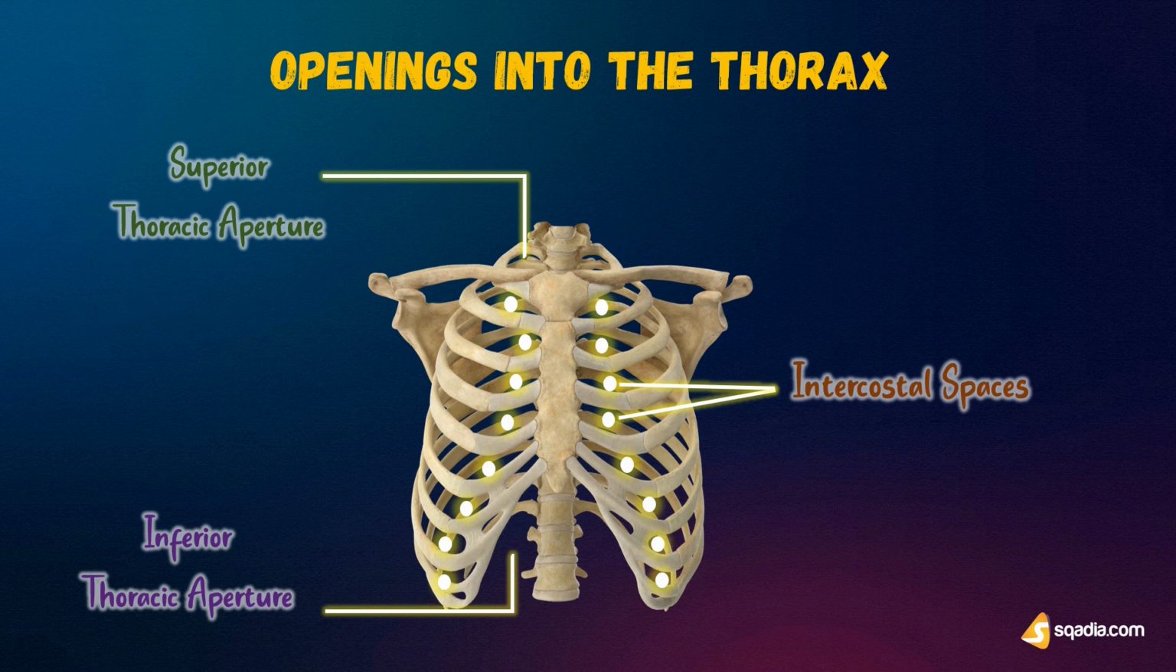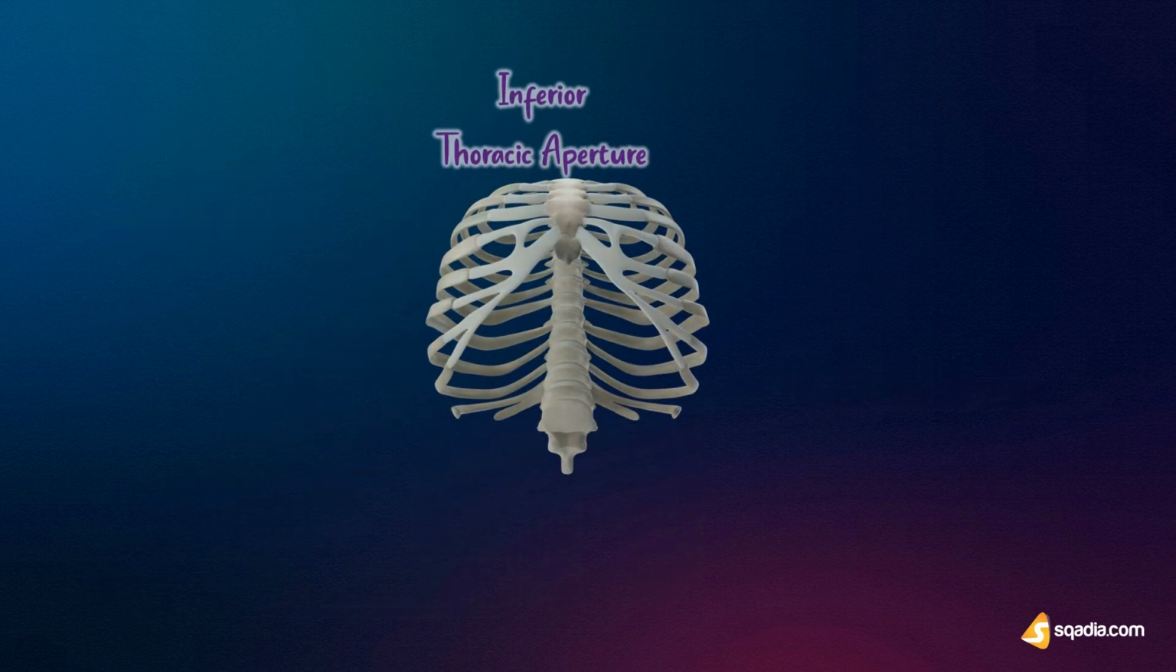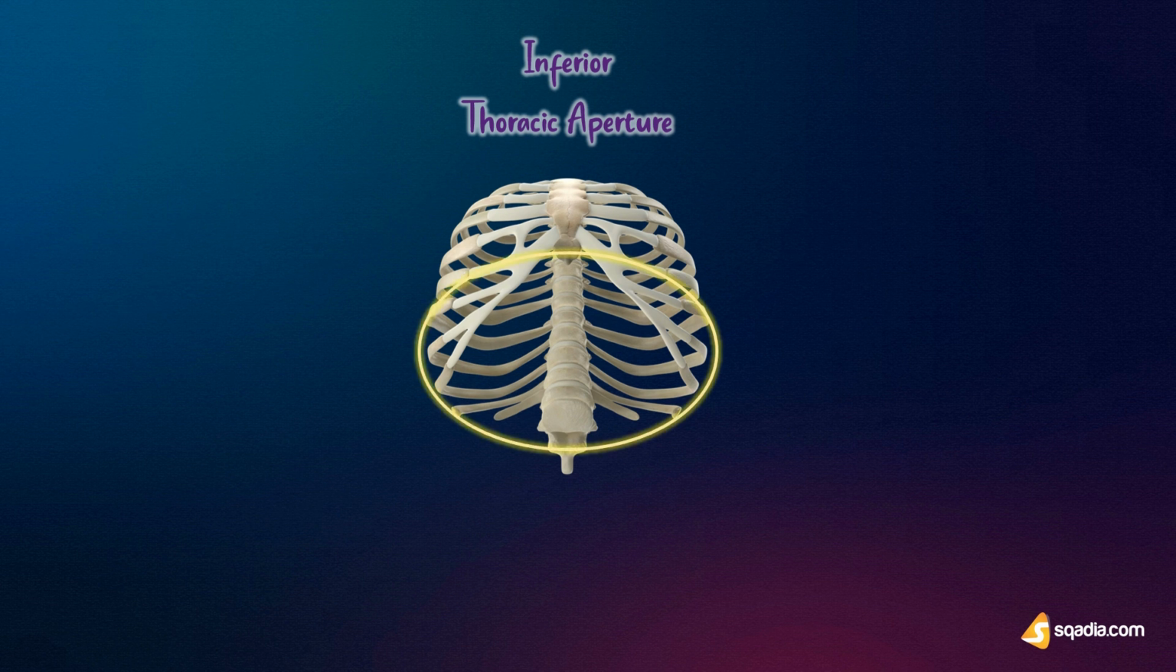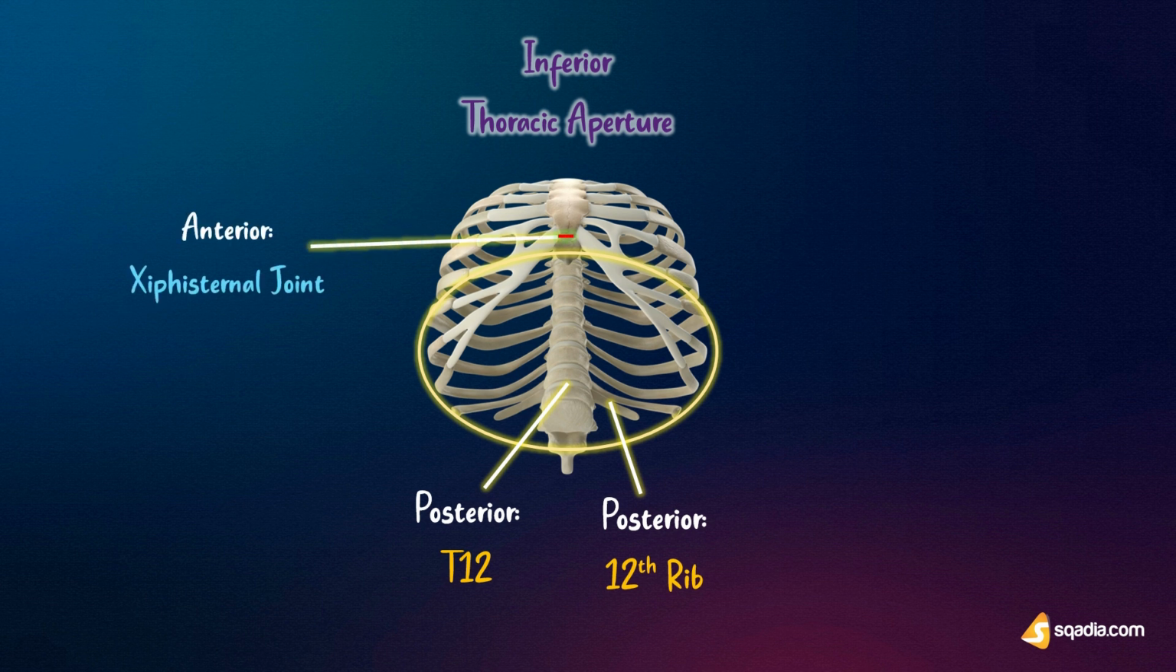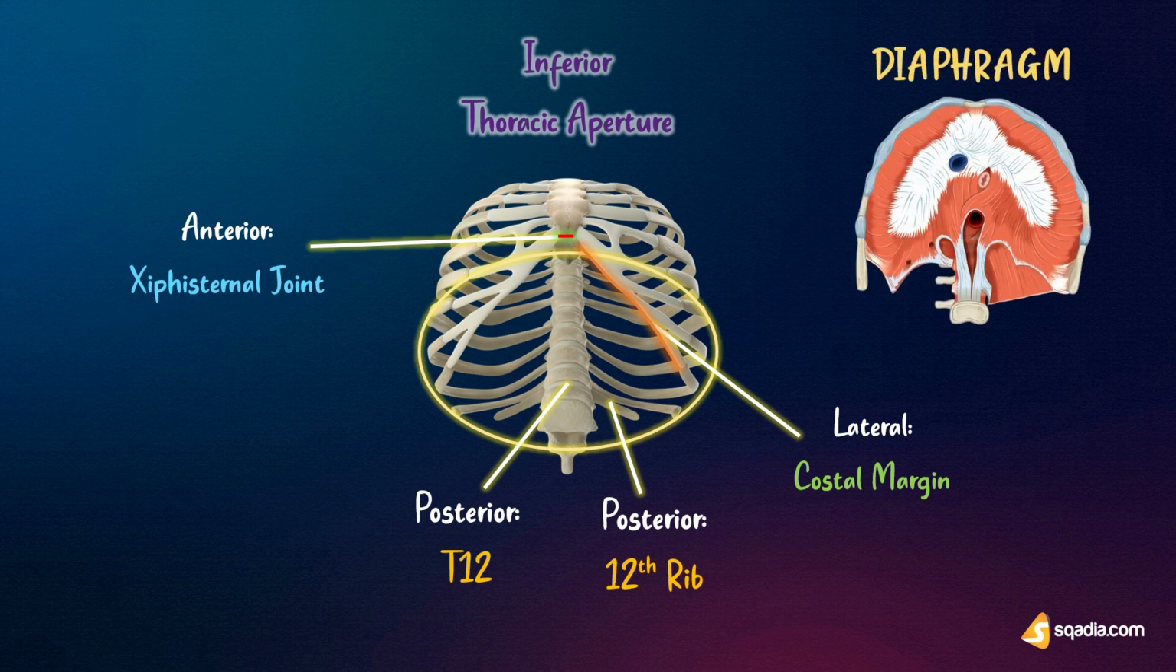Now, on the other hand, the thoracic cavity communicates with the abdomen through a large opening called the inferior thoracic aperture. Posteriorly, it is bounded by the 12th thoracic vertebra and the 12th ribs, while anteriorly by the xiphisternal joint. If you remember, it's the joint between the body of the sternum and the xiphoid process, and laterally by the curving costal margin. It is the large muscular diaphragm that closes the inferior thoracic aperture.